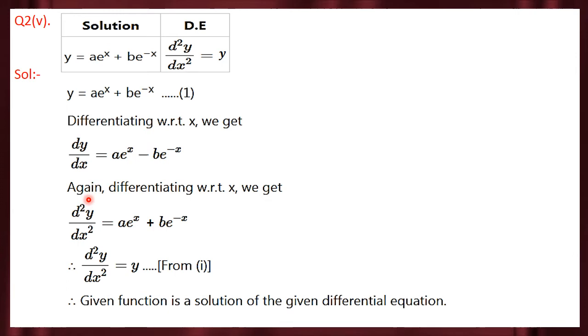Now again we will differentiate this. So d square y by dx square is equal to a into e raised to x itself minus b into e raised to minus x into minus 1. So that minus 1 will be plus here. So a into e raised to x plus b into e raised to minus x. So d square y by dx square is equal to y. That is, a into e raised to x plus b into e raised to minus x is the given function y. So it is equal to y. So this is the given differential equation, meaning the given function is the solution of the given differential equation.